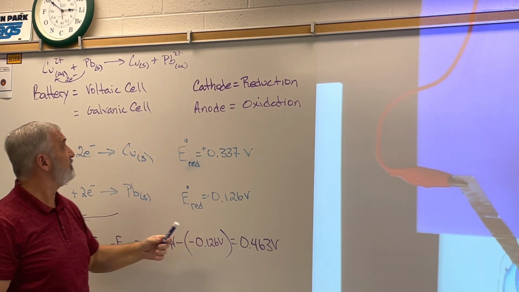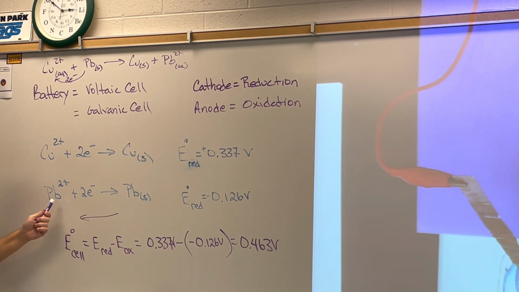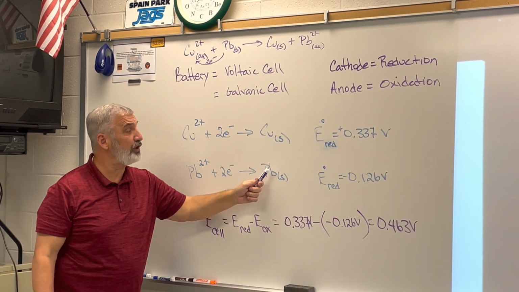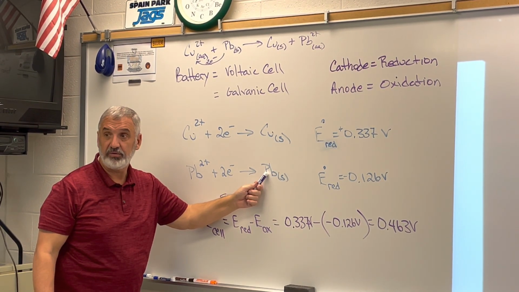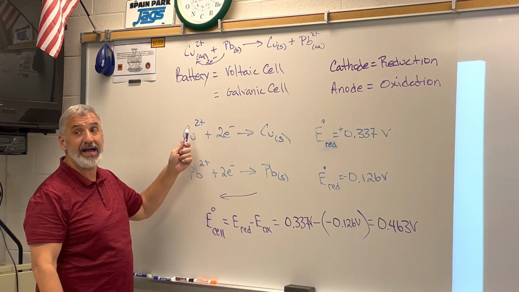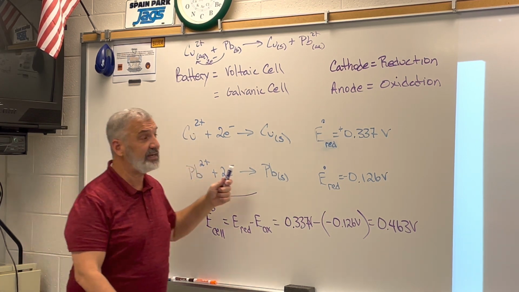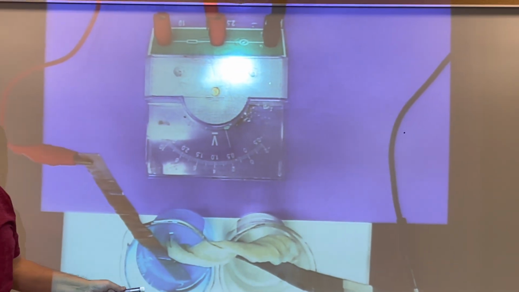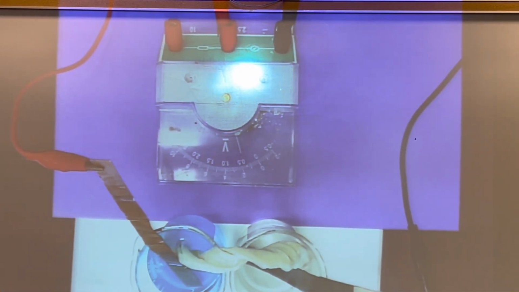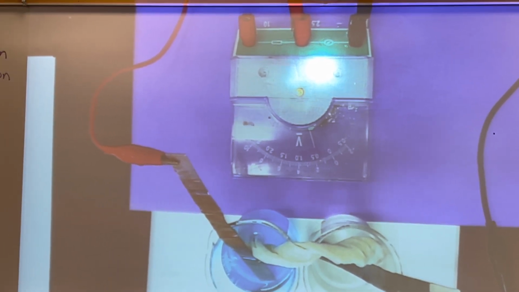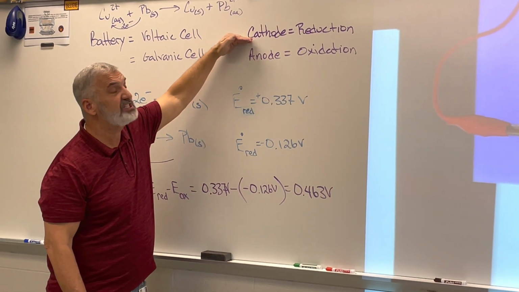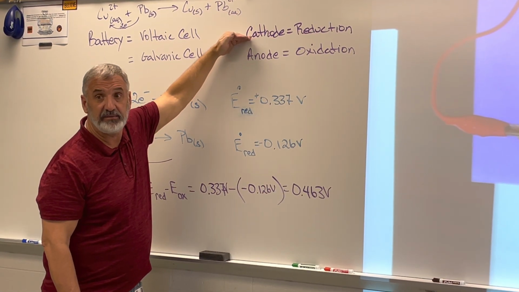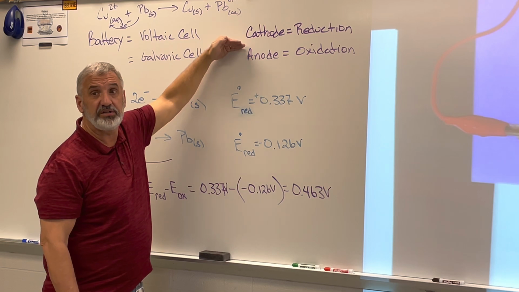Okay? So notice the source, the lead, is getting oxidized. That's the source of the electrons. So the electrons are flowing from the anode, where oxidation is occurring, to the cathode. So the electrons here are flowing this way. It's always anode to cathode. This is the source of the electrons, this is the recipient of the electrons. This is losing, this is gaining. It's going from the anode to the cathode.